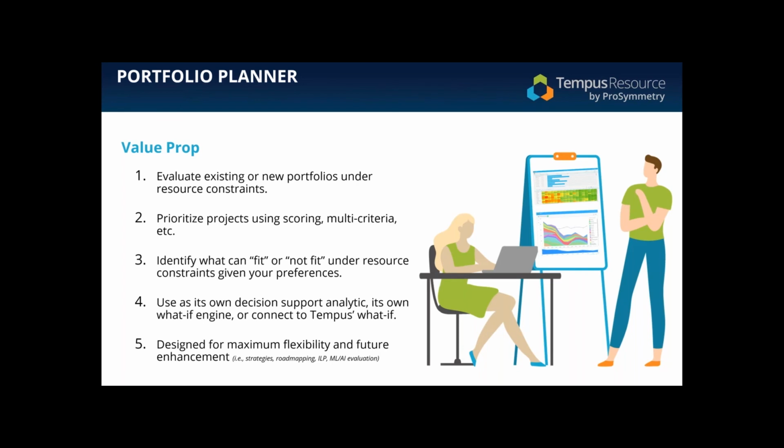So that's our focus. Down the road, and this gets to number five, there'll be additional options for optimizing under different types of constraints. Number four, you can use this as its own decision support analytic, totally on its own. So you can use it as its own little what-if engine, or you can use it connected to a Tempus what-if model. You'll see that in a moment. I even have two little screen captures here, but the two talk to each other.